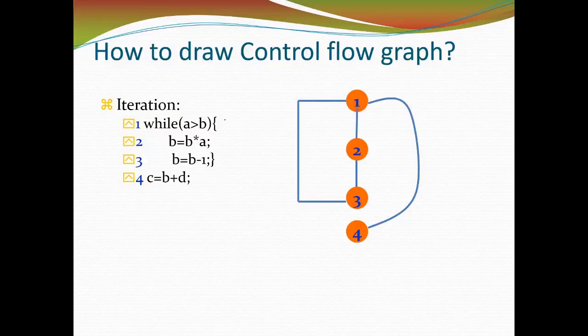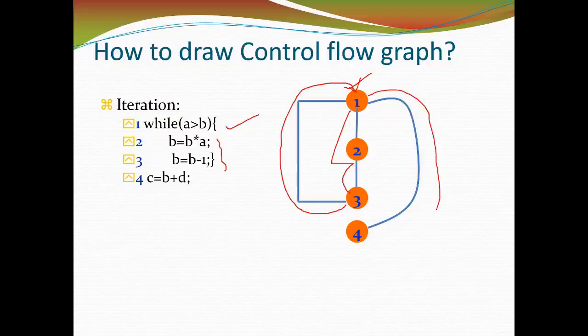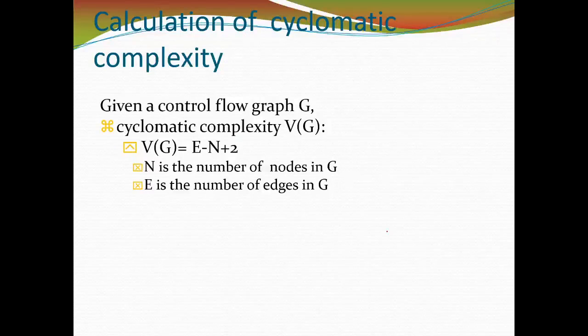See this another example. So we have a while loop here. The first statement is the while loop. If the while condition is true, it is going to execute statement 2 and statement 3. As it is a while loop, it is going to return back to the first condition. And if the while loop is false, it is going to execute statement 4. So until the loop is true, it is going to execute all this part. When the loop is false, directly statement 4. So this is how we are going to convert the code into a control flow graph.